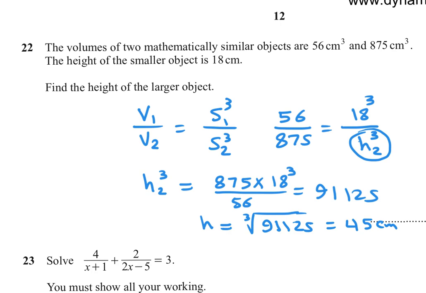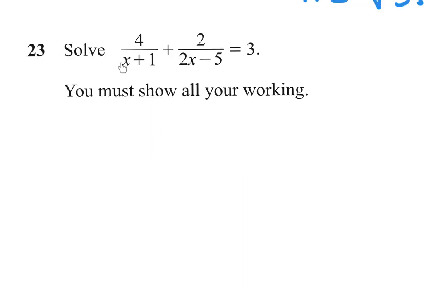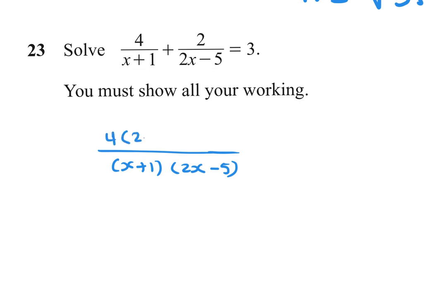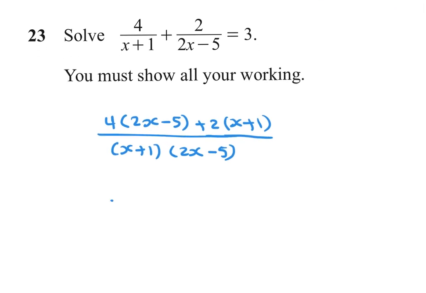45 centimeters. 23. Solve the equation 4 over x plus 1 plus 2 over 2x minus 5 equals 3. First, we need to convert these two fractions to a single fraction. So multiply the denominators, x plus 1 times 2x minus 5. Then cross multiply to find the numerator. So 4 times 2x minus 5 plus 2 times x plus 1, and simplify the numerator and the denominator.